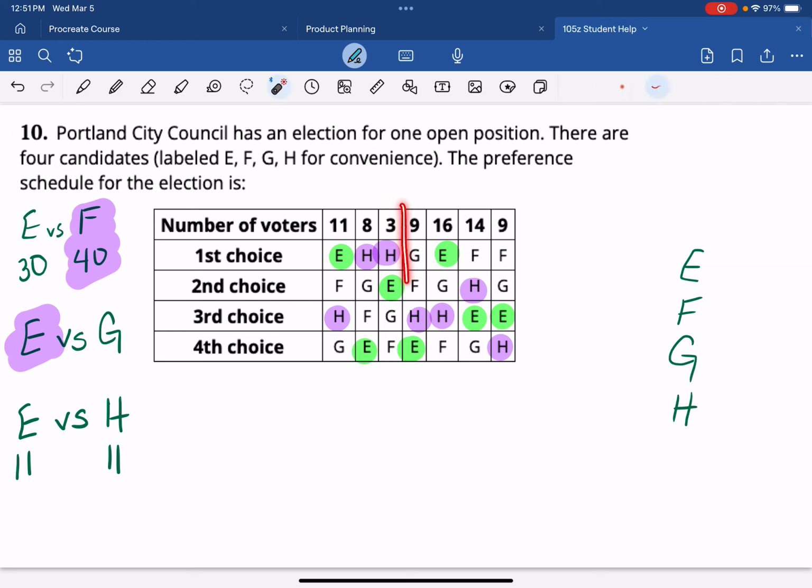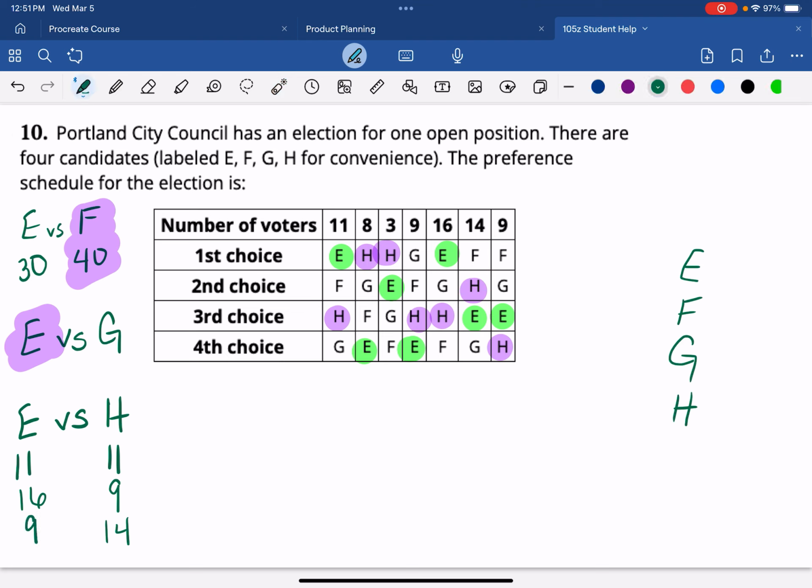The next column has 9 voters who would prefer H. And then the next one has 16 voters who would prefer E. Our next one is 14 voters who would prefer H. And then our final column of 9 voters would prefer E.